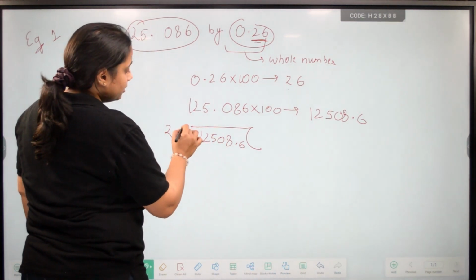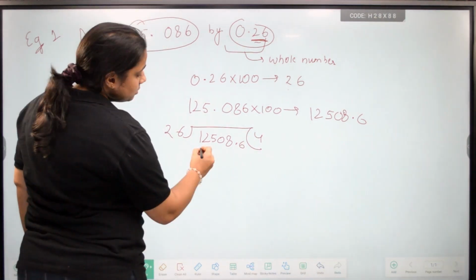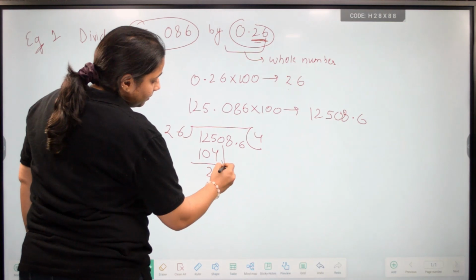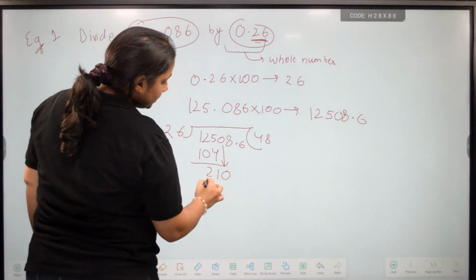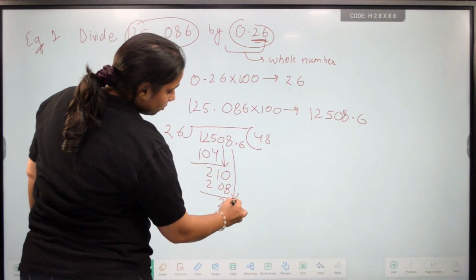125.08.6 and here 26. Now 26 into 4 is 104. We got 21 here. Bring this 0 here. Now 26 into 8 is 208. We got 2 here. Bring down the 8.